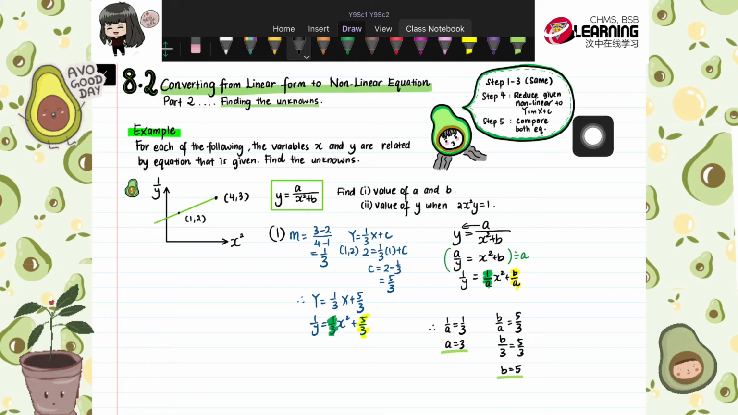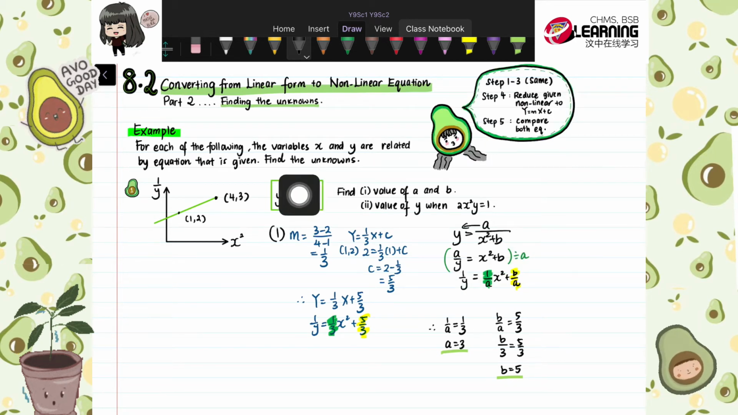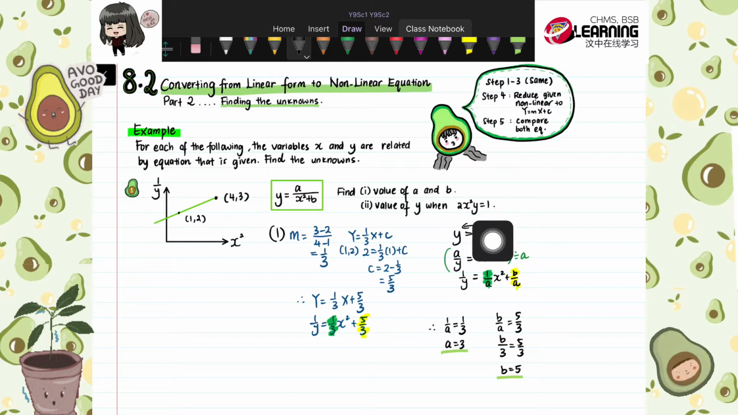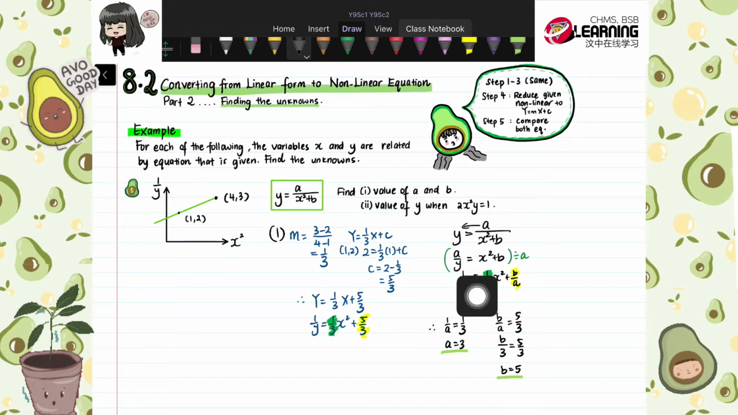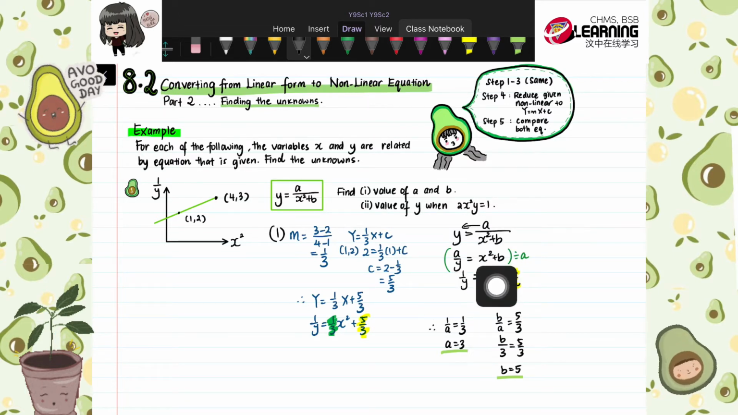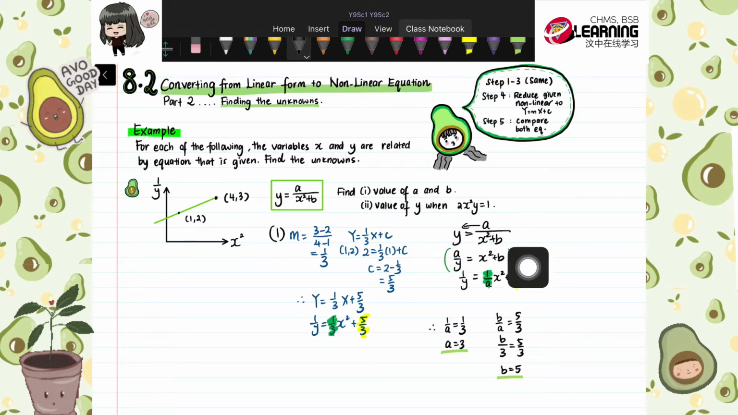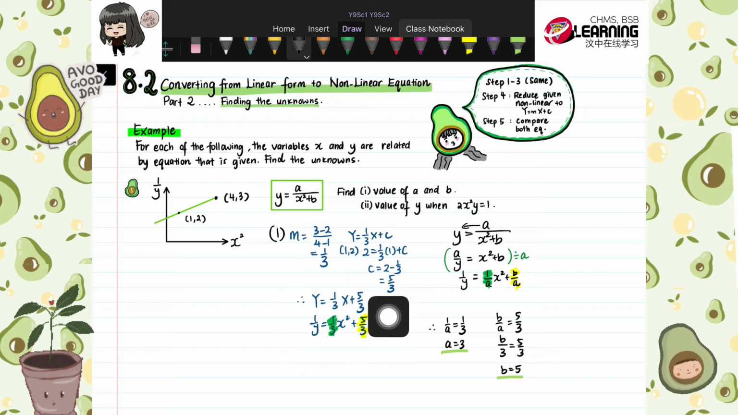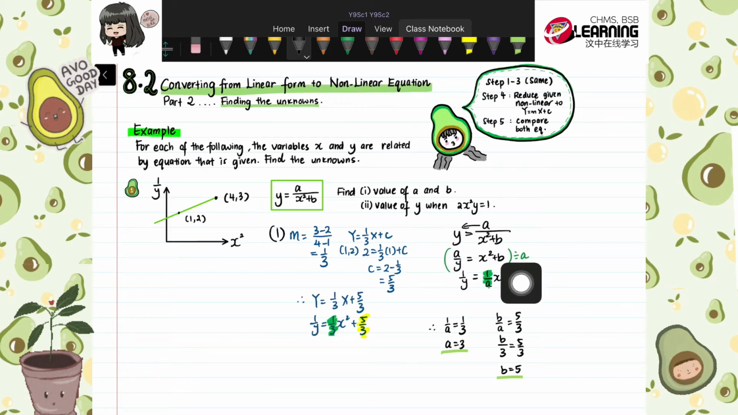So I stick to this method, which I reduce this one until I see my big Y equals X plus C, and then I compare the equation. Compare both equations. Step 5 means I compare this one with my step 3. This is basically my step 3, right? And this equation, I compare these two.